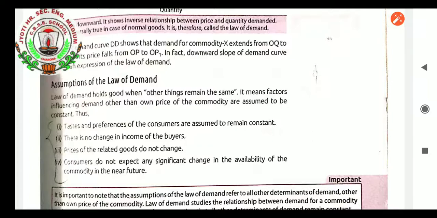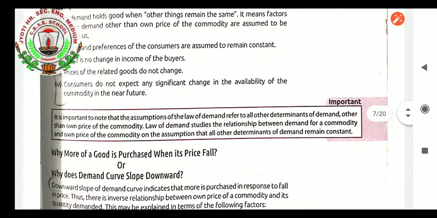Why is the demand going up and down? Because people's taste and preference is constant, expectation does not change, and income is also constant. The price of related goods is also constant. Consumers' expectations, tastes, related goods' prices, everything is constant. Which factor changes? The own price of the commodity. And when the own price of the commodity changes, the demand also moves in an inverse relationship, and that states the assumption of the law of demand. So you have to write that all the other determinants of demand remain constant, but only one factor changes, that is the own price of the commodity.